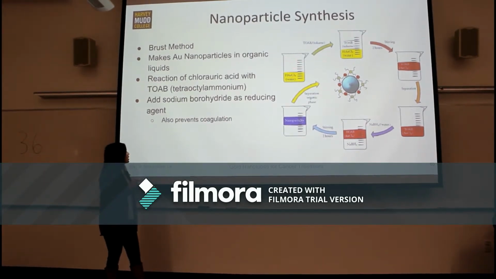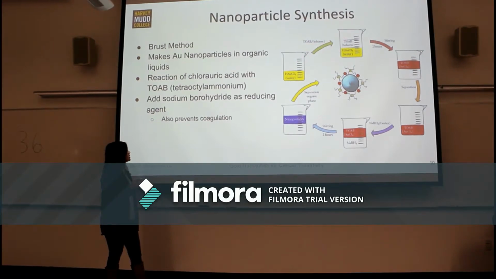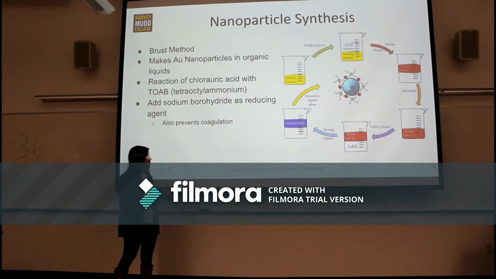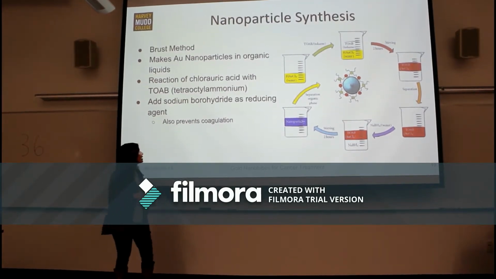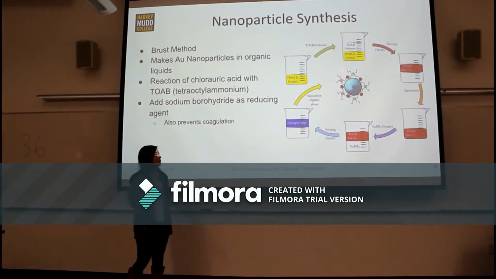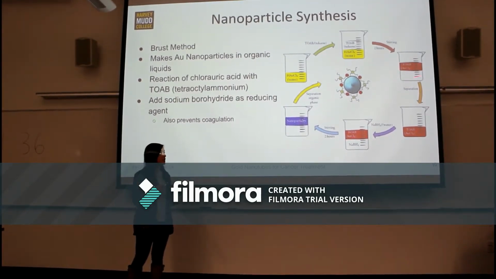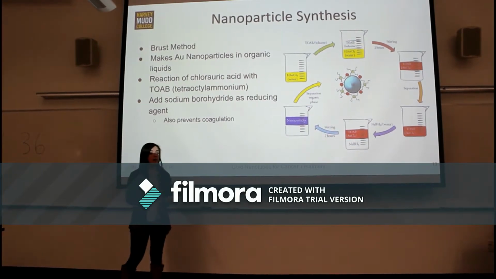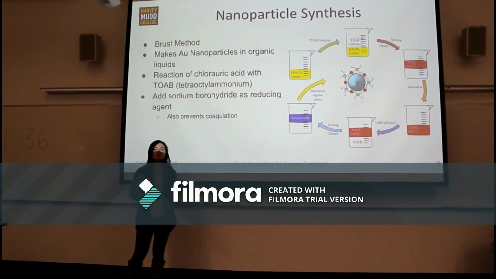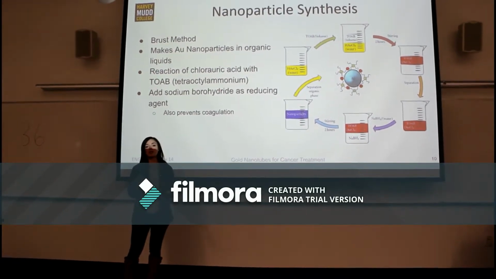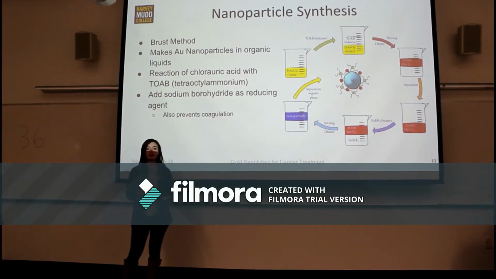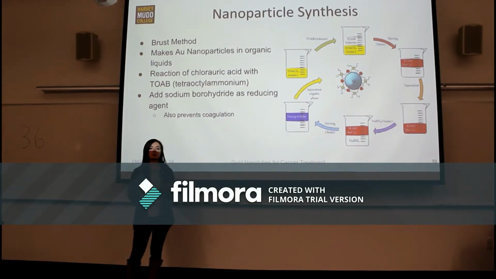chloric acid, but in this case, it's mixed with, excuse my pronunciation, tetraoctalammonium, which is a reduction agent in this case. It's stirred continuously for 2 hours and mixed with toluene and sodium bromohydrate, which act as a reducing agent and an anticoagulation agent, respectively. These are both important because it would be non-advantageous if the nanoparticles clump together before they're able to be injected into the patient.